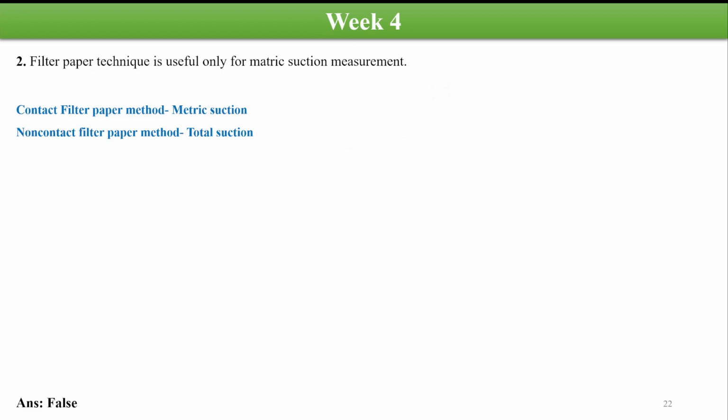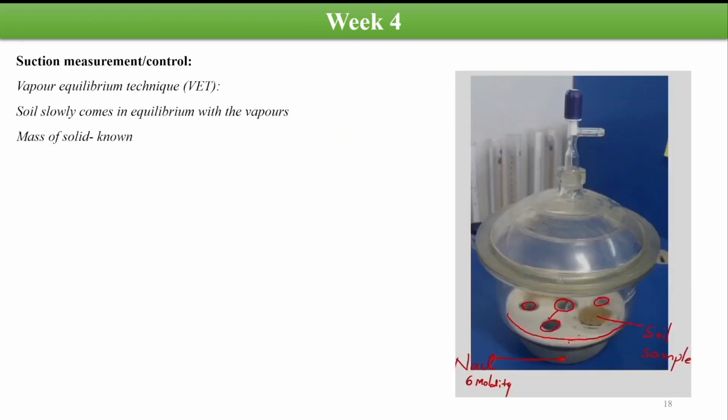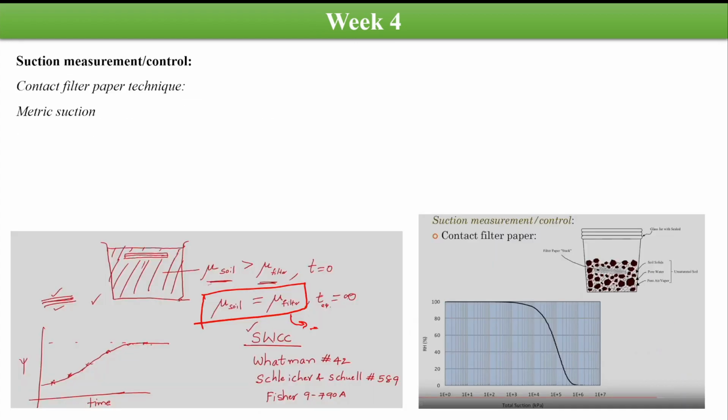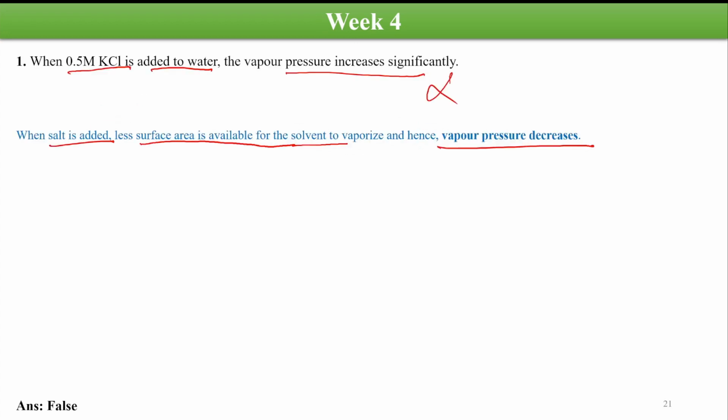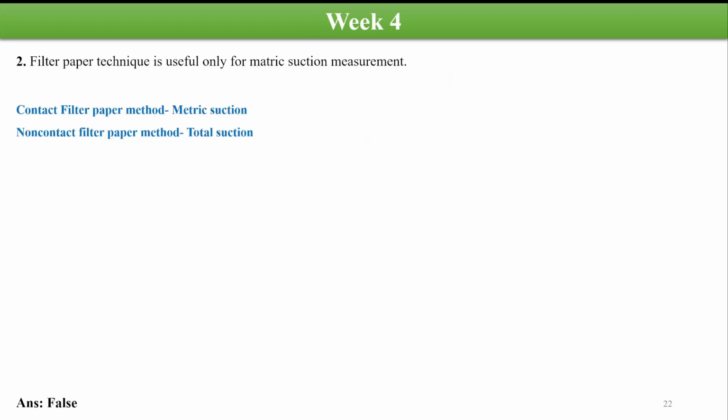Let's move on to the second question. That is, the filter paper technique is useful only for matric suction measurement. As we have studied here, the contact filter paper technique is used for mostly the matric suction measurement, but the non-contact filter paper technique can be used for matric suction as well as osmotic suction, so the total suction measurement. So the contact filter paper is used for matric suction measurement, and the non-contact filter paper is used for the total suction measurement. So this statement is not fully correct, that the filter paper technique is useful only for the matric suction measurement.